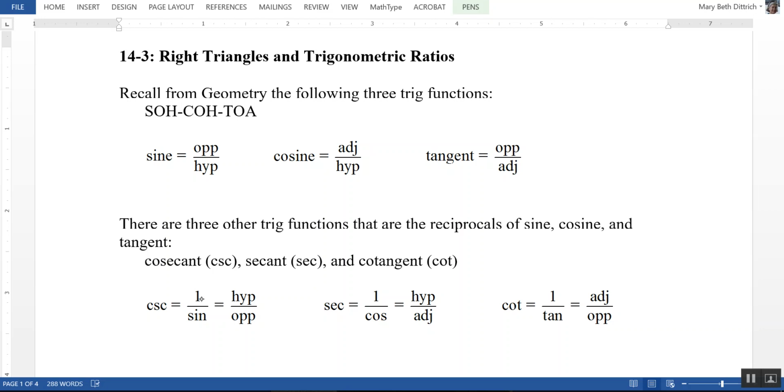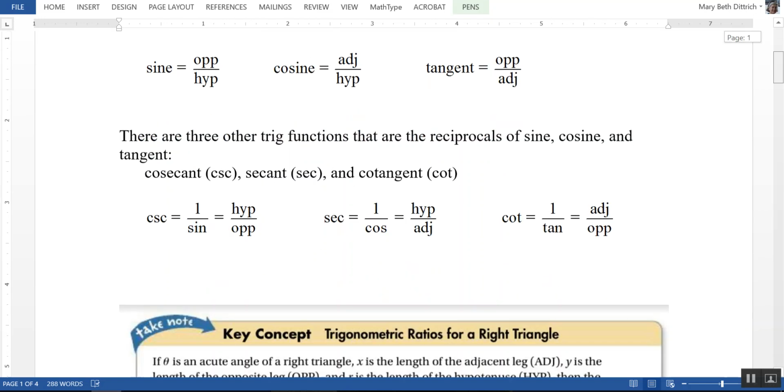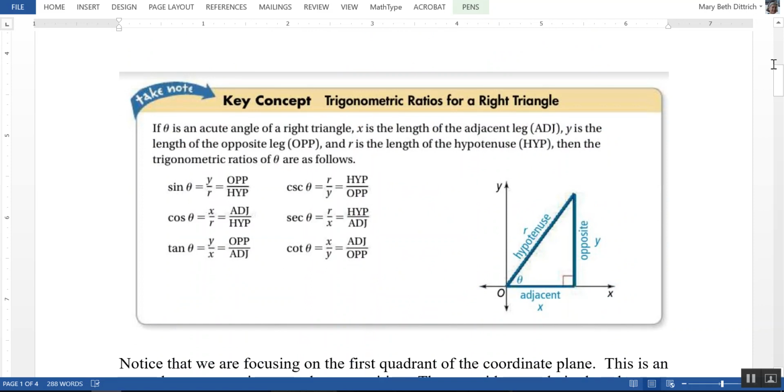So cosecant is the same as 1 over sine, or hypotenuse over opposite. Secant is equal to 1 over cosine, or hypotenuse over adjacent. And cotangent is equal to 1 over tangent, or adjacent over hypotenuse. Here's a little text box from your textbook that shows some of that.